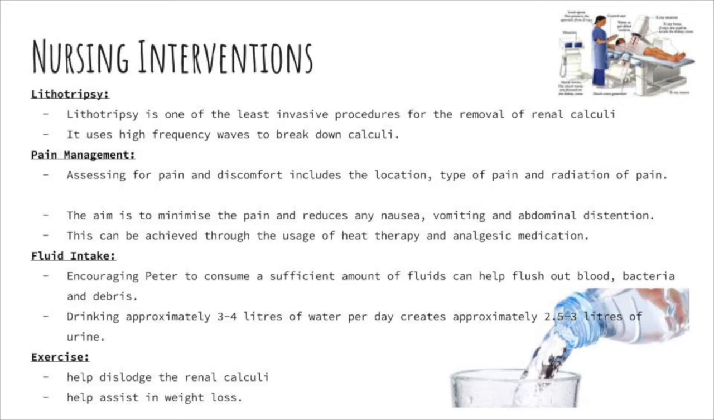It is advised that Peter drinks approximately 250 ml before bed and if he wakes up in the middle of the night to prevent crystal formation. Exercise. Creating an exercise plan for Peter can help dislodge the kidney stone as it will allow it to pass through the urinary tract, and it can also help in his weight loss.